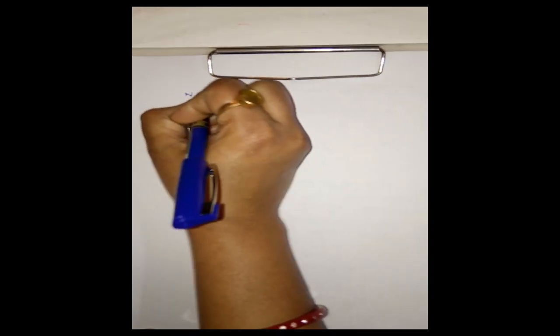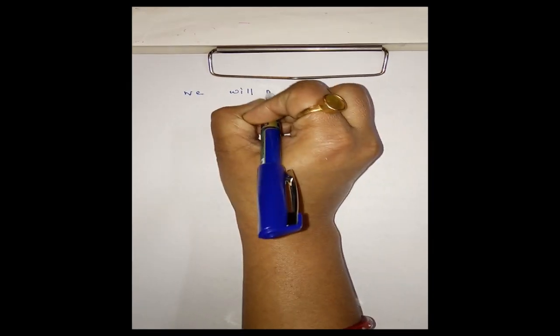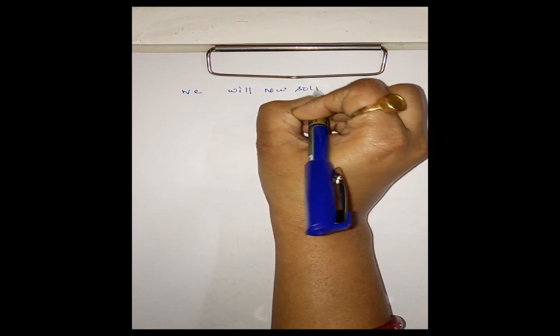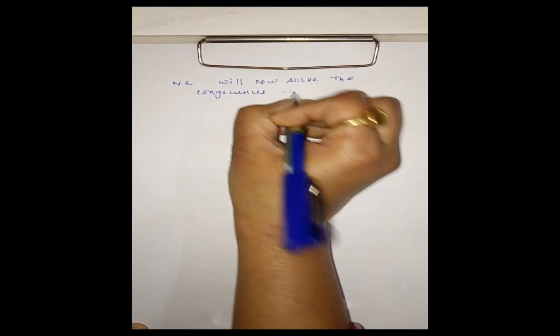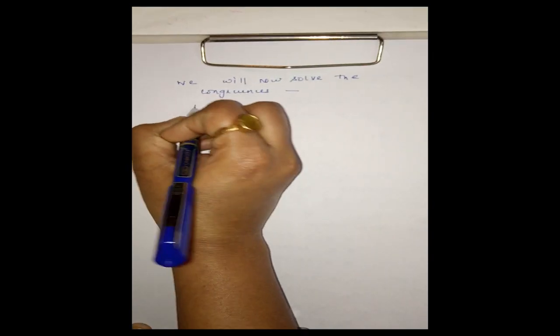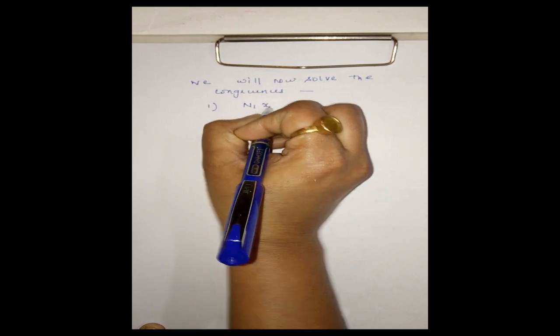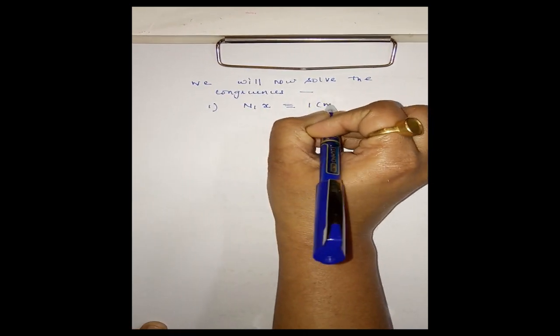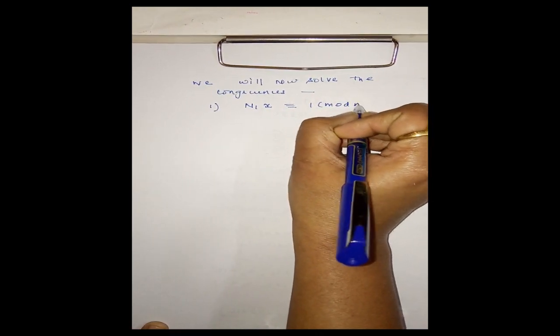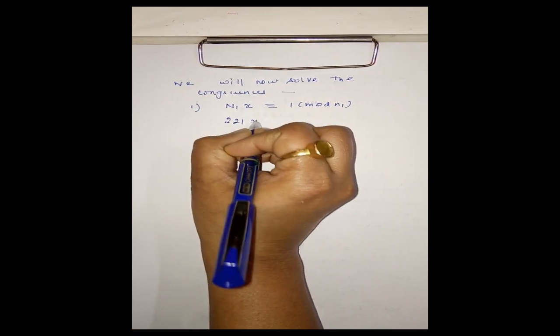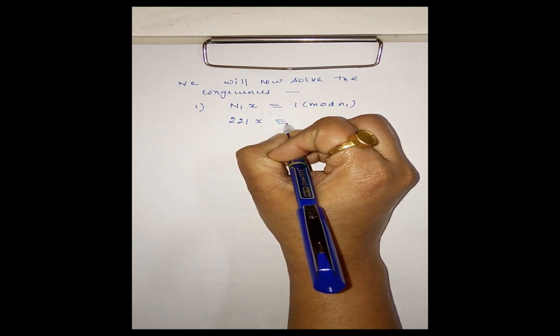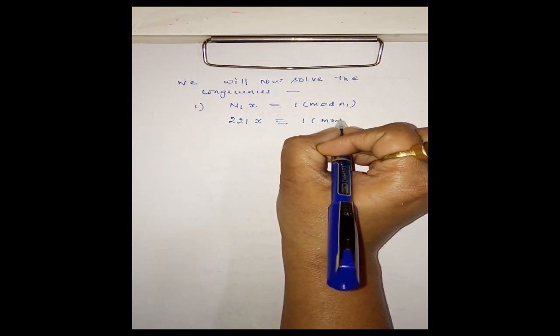Next we will now solve the congruences. First is n1x is congruent to 1 modulo n1. Now this is 221x is congruent to 1 modulo 10.